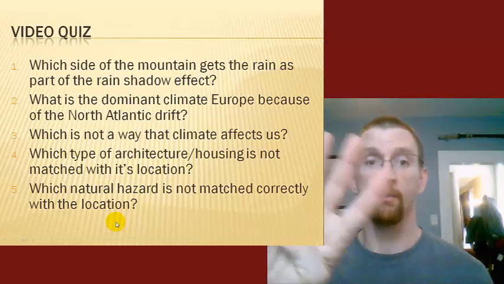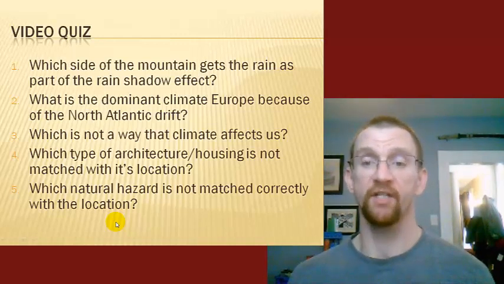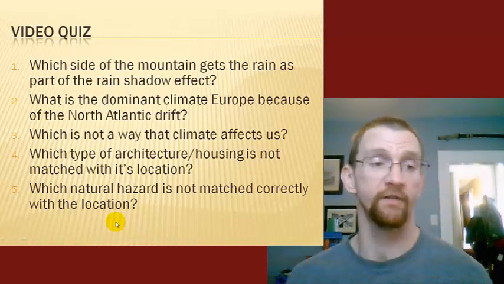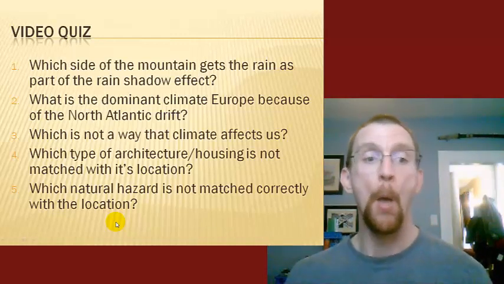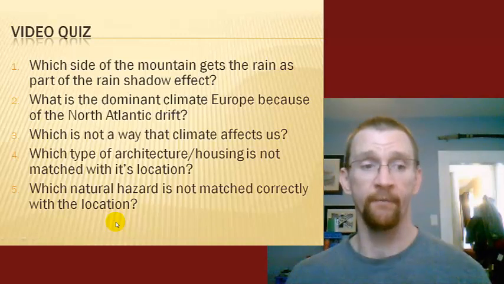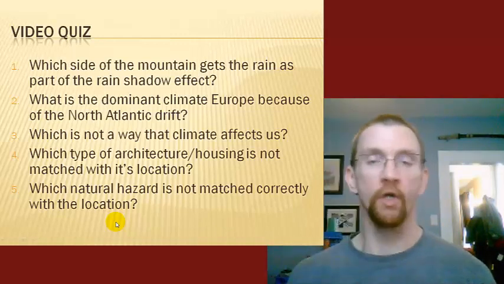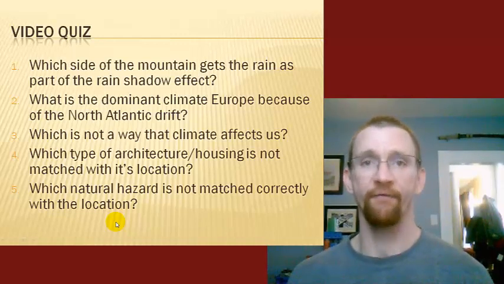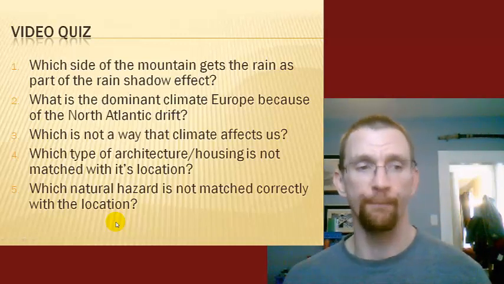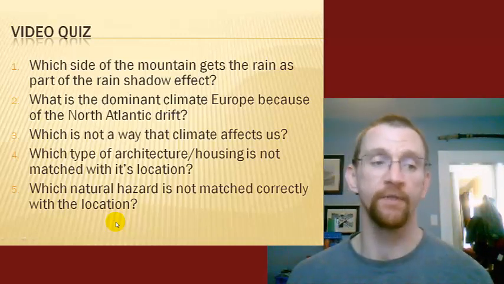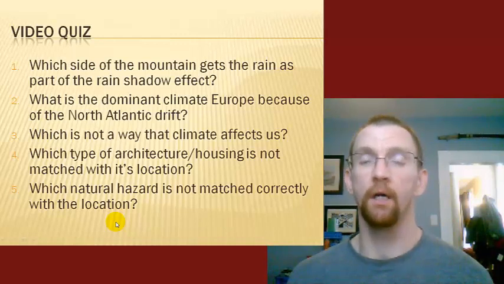Next, question number four. Which type of architecture and housing is not matched with its location? A, chalets found in the Alps, B, yurts in Mongolia, C, fales in the South Pacific, or D, igloos in South Africa. So, which one is not matched properly with its location? A, chalets in the Alps, B, yurts in Mongolia, C, fales in the South Pacific, or D, igloos in South Africa.